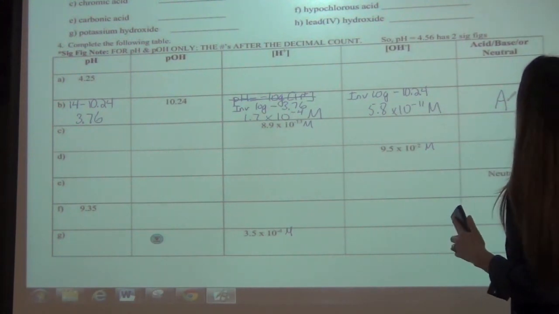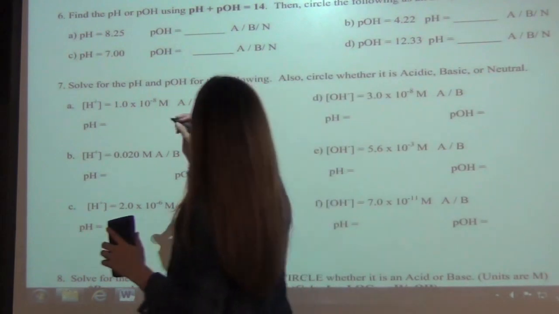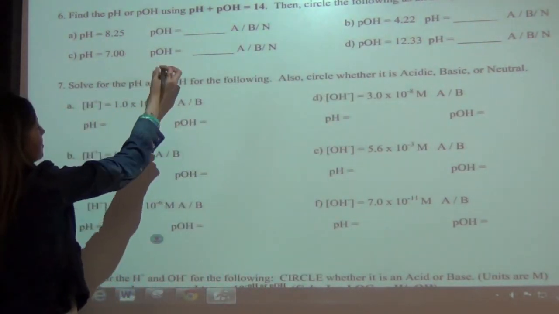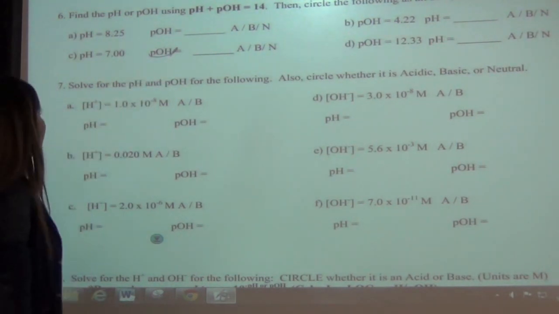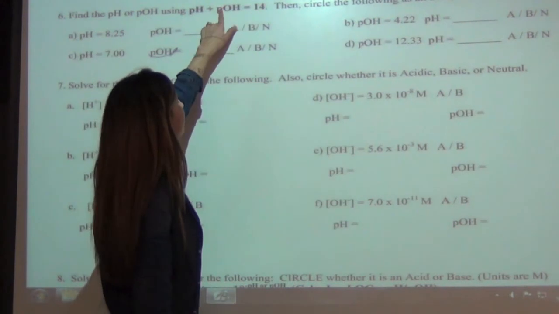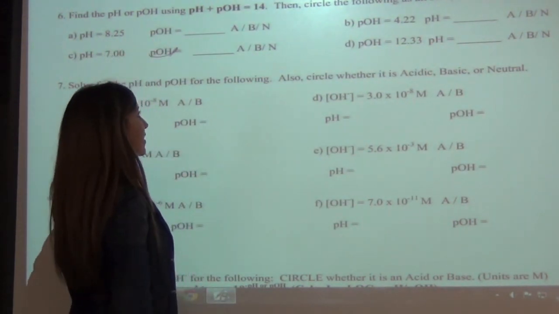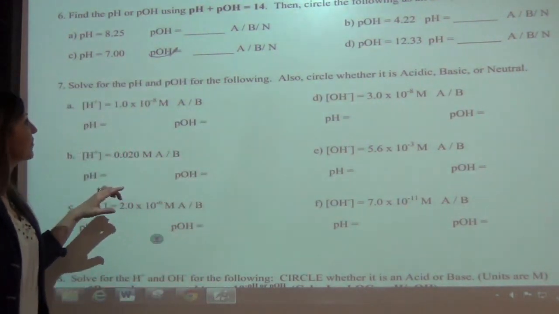And then on this page here, by the way, just make sure this says pOH instead of saying pH on there. I think I had a typo that was on there as well. So in this case here, all you're going to do is you're just going to subtract from 14 to figure out one when you know the other one. So in these you know the pH, and in these you know the pOH. But it's the same equation.